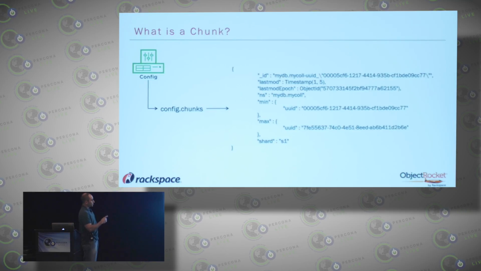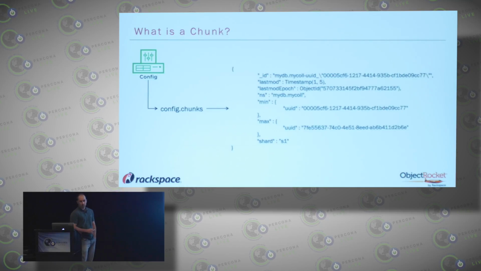Documents in this chunk range are greater than or equal to the min key there, and documents will be less than the max key. The shard value references a shard in your sharded cluster and must be present in the config.shards collection. If that document is not present in the shards collection, again, the mongos will fail to start, and that mongos will not be operational.